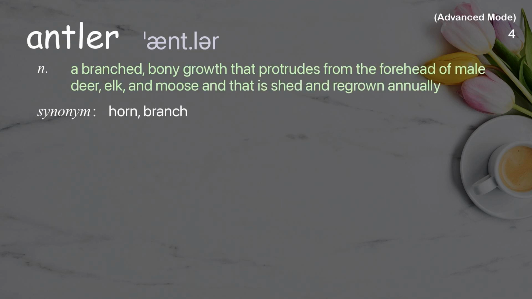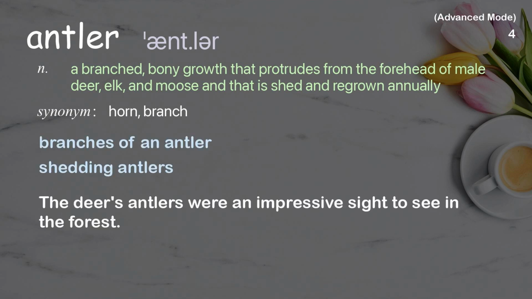Antler. A branched, bony growth that protrudes from the forehead of male deer, elk, and moose, and that is shed and regrown annually. Examples: Branches of an antler. Shedding antlers. The deer's antlers were an impressive sight to see in the forest.